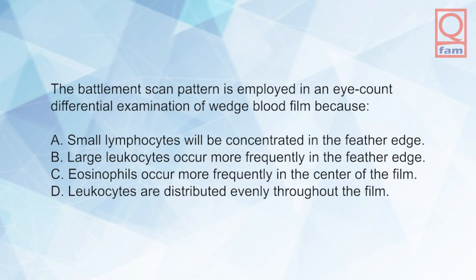The battlement scan pattern is employed in an eye count differential examination of a wedge blood film because A. Small lymphocytes will be concentrated in the feather edge. B. Large leukocytes occur more frequently in the feather edge. C. Eosinophils occur more frequently in the center of the film. D. Leukocytes are distributed evenly throughout the film.